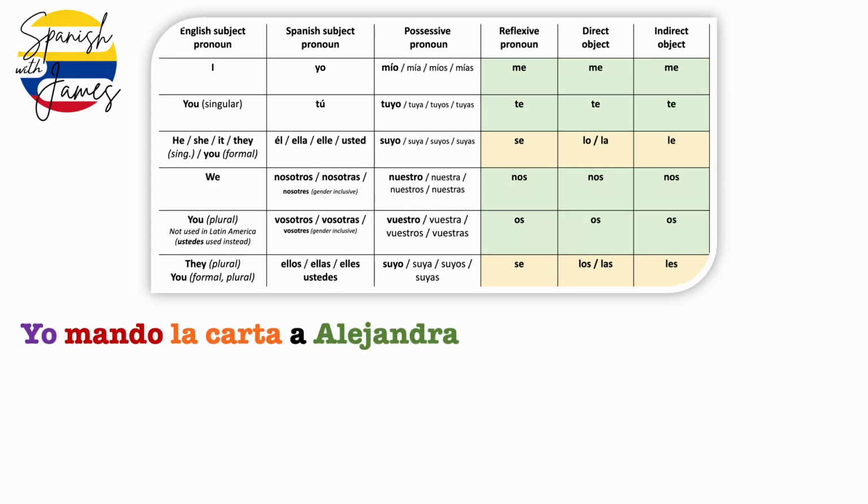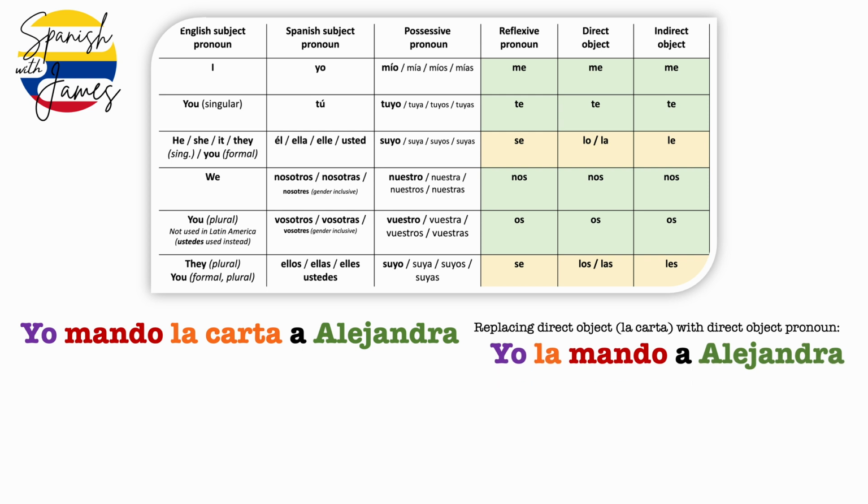If I were to say yo mando la carta a Alejandra, I send the letter to Alejandra, this sentence has all the things we need to practice. It's got a subject, I, it's got a verb, the verb to send, it's got an action, sending, it's got a direct object, the thing being sent, una carta, a letter, and it's got a person who it's being sent to, an indirect object, Alejandra. Now first I could make this more efficient by replacing the direct object, la carta. If we already know we're talking about una carta, then I can replace that with just la. Yo la mando a Alejandra. So la carta, replace with la.